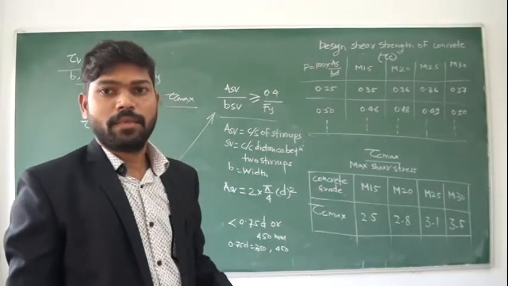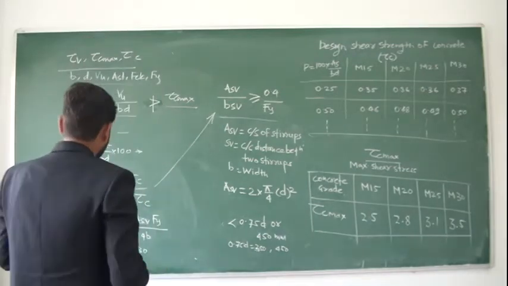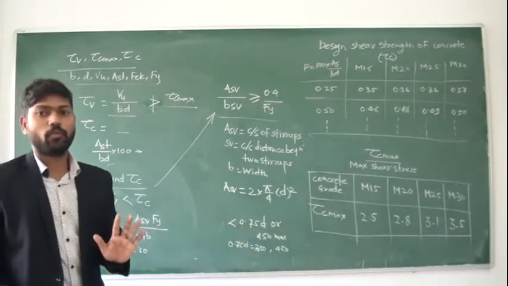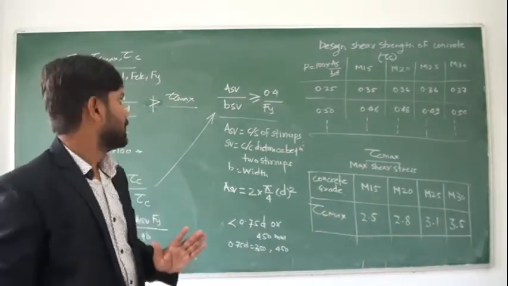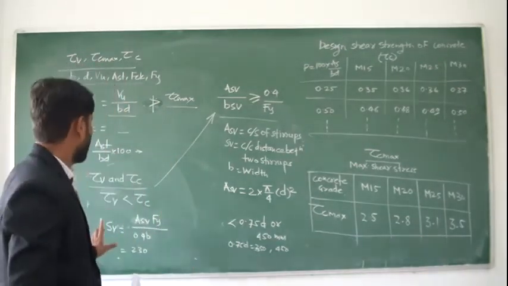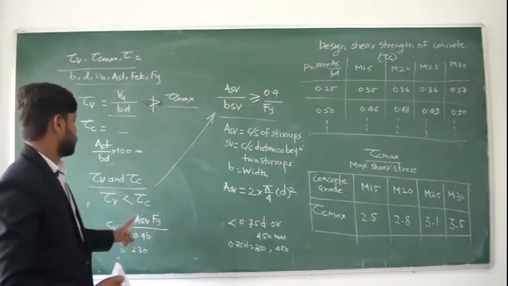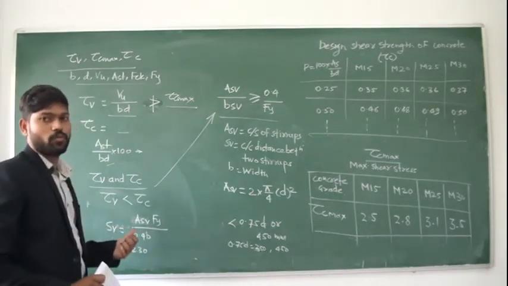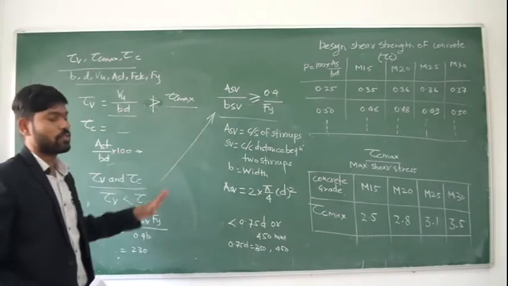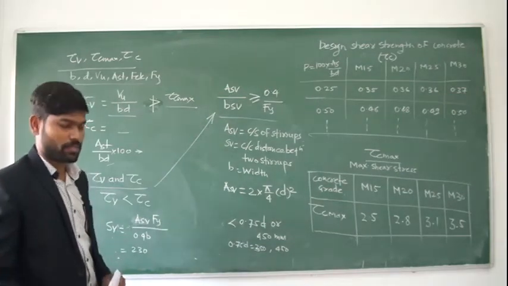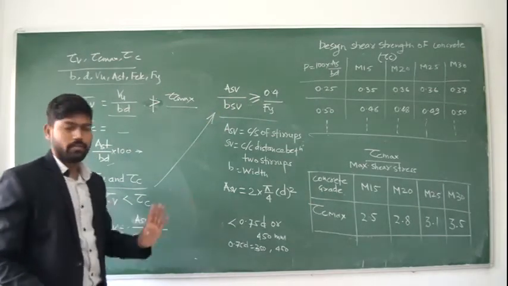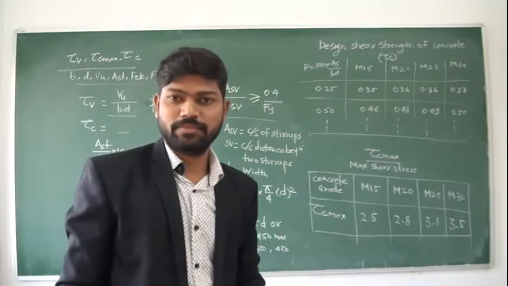Okay, is it clear? If this tau v value is less than tau c, there is no need to provide a design shear reinforcement. Only minimum shear reinforcement is sufficient. The existing shear stress will be carried by the concrete itself. You just have to provide the minimum shear reinforcement as per the guidelines of IS 456. So you have to use this equation, you will calculate the spacing, and your design is finished here. Very simple design.